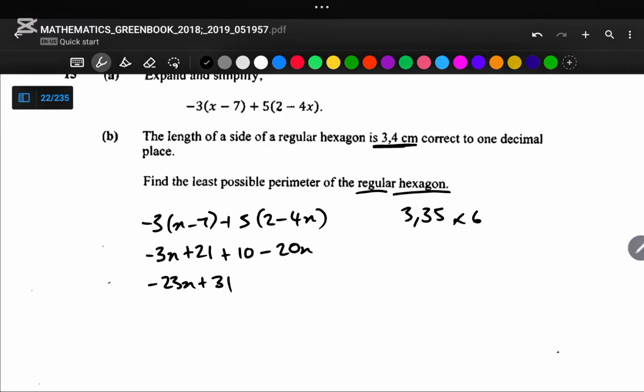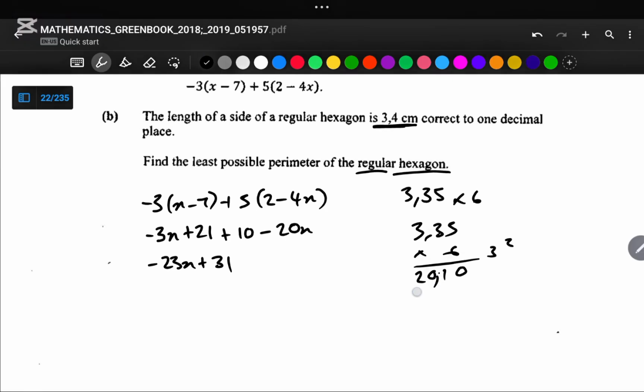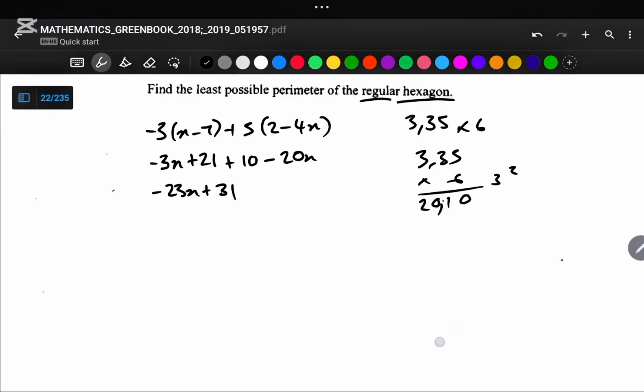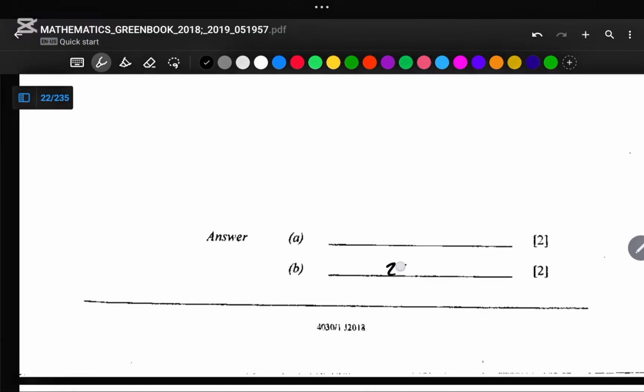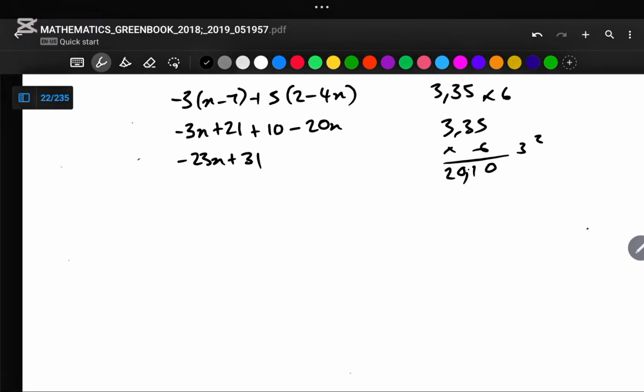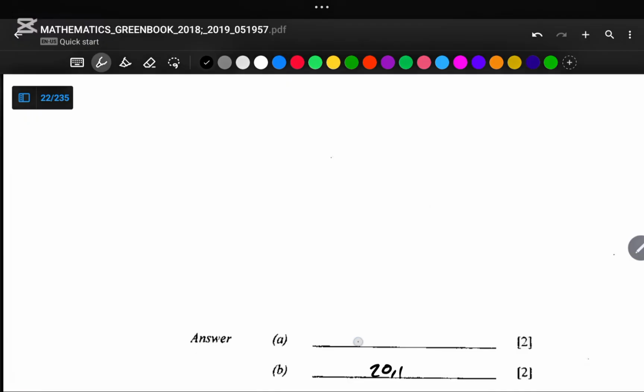So if we multiply 3.35 by 6, 3 by 6 gives us 18, plus 2, it is 20. So our final answer is 20.1. That is the least possible perimeter of the regular hexagon. It is 20.1. Okay, and that one, it's minus 23x plus 31.